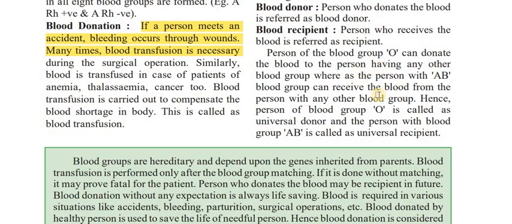Next one, a person with blood group O is known as a universal donor, and a person with blood group AB is known as a universal recipient.